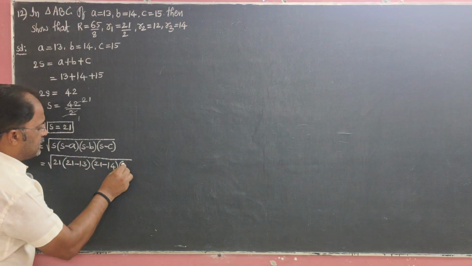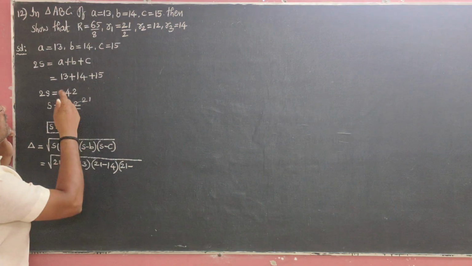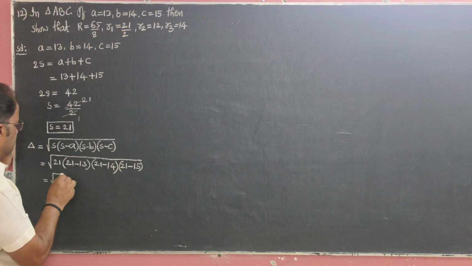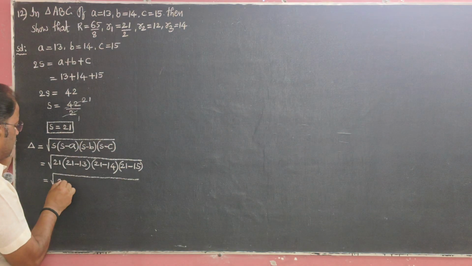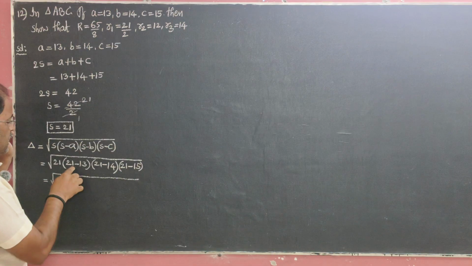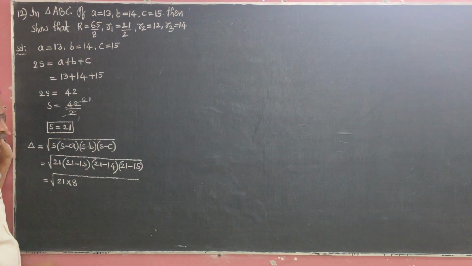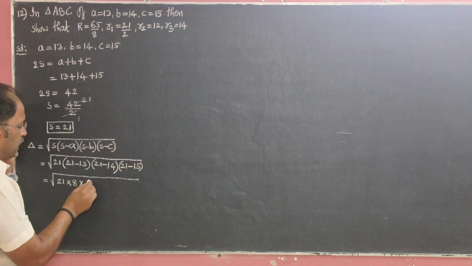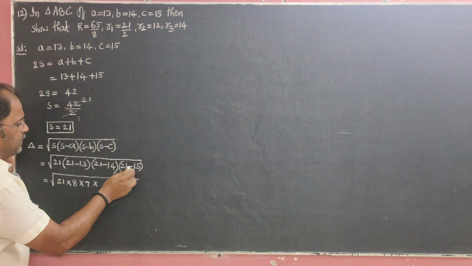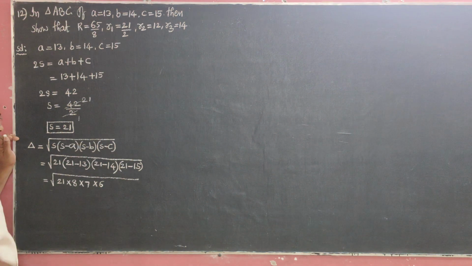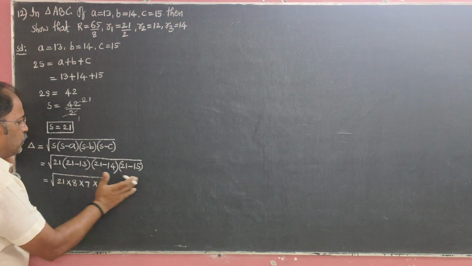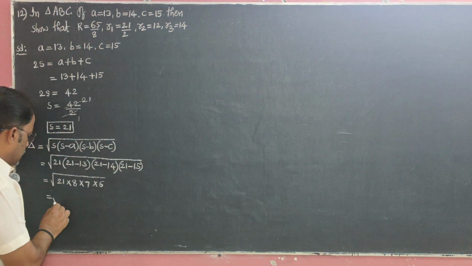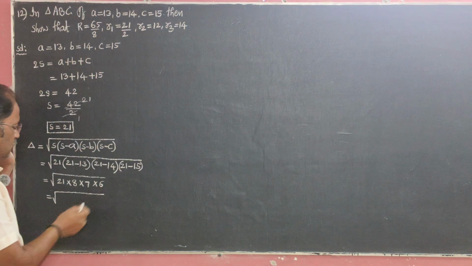Next, s minus c means 21 minus the c value, 15. Now 21 as it is, into 21 minus 13, which is 8, into 21 minus 14, which is 7, and 21 minus 15, which is 6. So the square root of 21 into 8 into 7 into 6. We don't need to simplify the total directly.